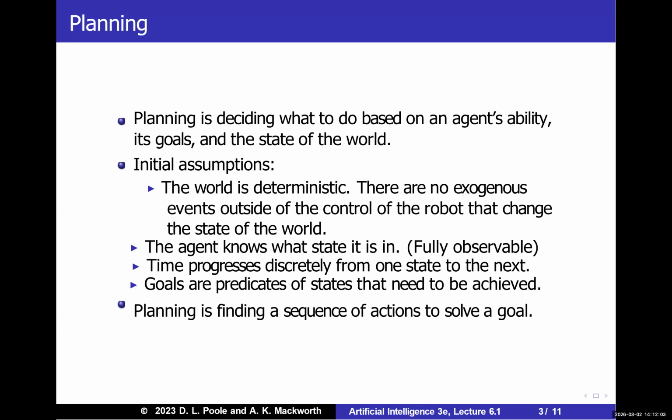Now, planning in its simplest form is deciding what to do based on an agent's abilities, its goals, and the current state of the world. Under deterministic planning assumptions, there are no unexpected external events changing the environment behind the agent's back. The agent knows its state, and goals are defined as properties that must be true of some future state.